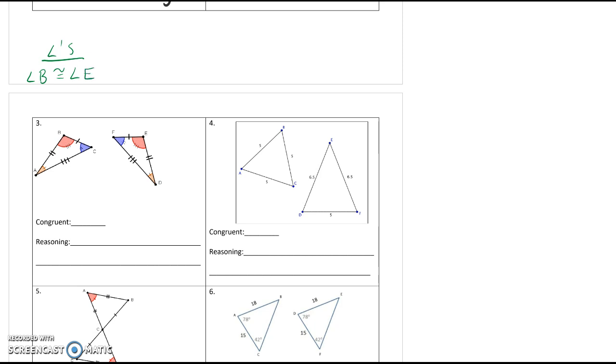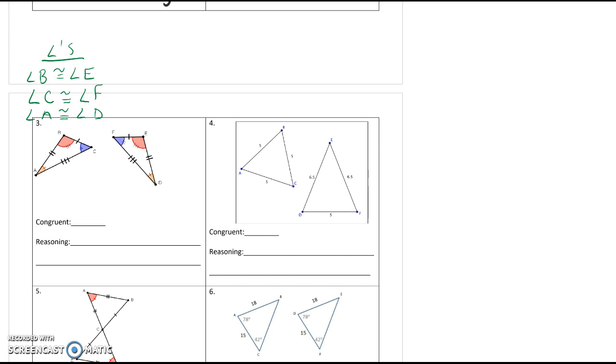Angle E. Do you see how this angle right here is red with 3 tick marks, matches with this angle right here, red with 3 tick marks, so they are congruent. Okay, angle C is congruent with angle F, and last but not least, angle A is congruent with angle D. So we have 3 congruent angles.